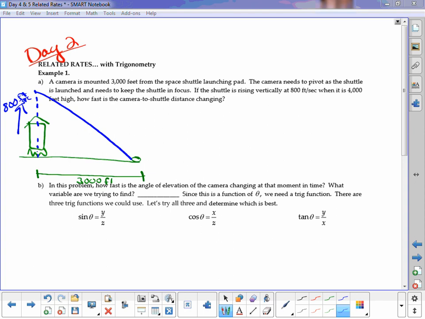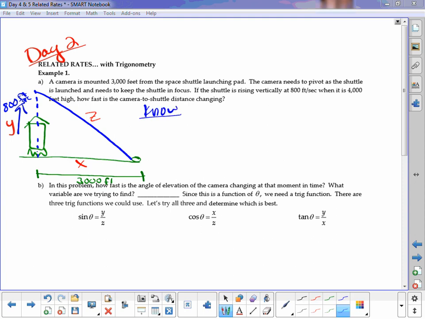And then they ask, at the moment in time when it's 4,000 feet high, how fast is the camera to shuttle distance changing? All right, I'm going to put in some variables here. I'm going to call this x, call this y, and this z. When it says how fast is the camera to shuttle distance changing, that indicates we're looking for a rate. But what variable is it referring to? z, good. The camera to shuttle distance, because remember the shuttle is going up. So far, it's pretty much like normal. Let's take a look at what we know.